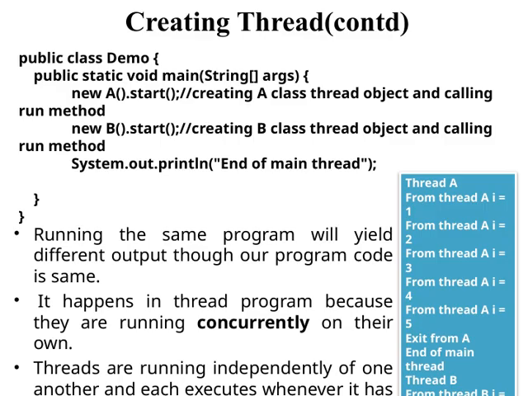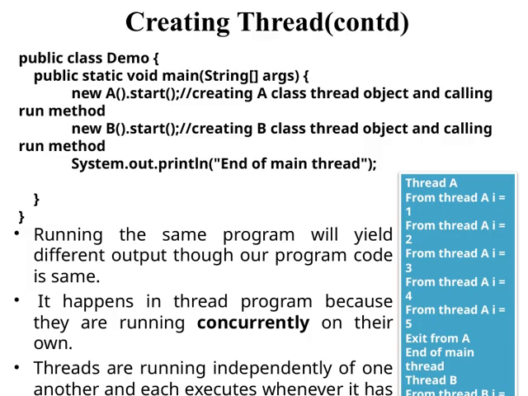Here, we have a class called Demo with a main method. Inside it, we create 2 objects, one of class A and one of class B, and we start each of these threads by calling their start method. When we do this, each thread begins executing independently. Notice what happens when thread A runs. It outputs messages indicating its progress, from 'from thread A: i = 1' all the way to 'from thread A: i = 5', before printing 'exit from A'. Similarly, thread B does the same. It outputs its own sequence of messages and then exits. Finally, the main thread prints 'end of main thread'.